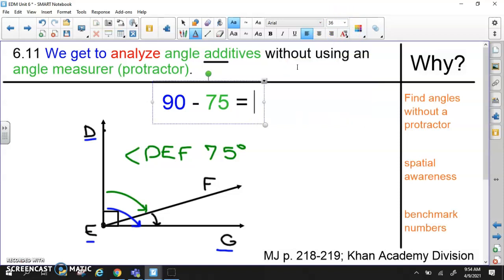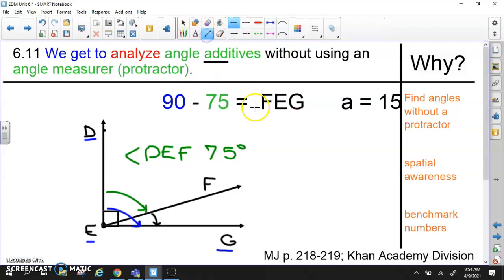That's a wonderful first way. So we could say, we don't know what it is, right? But we can figure that out. What is 90 minus 75? Yes, sir. It is 15. So that means that angle, I should be more specific, angle FEG is 15 degrees in this case, right?